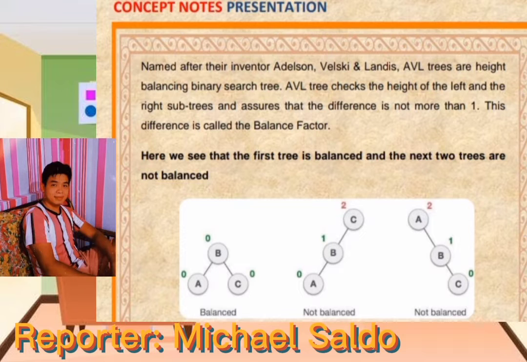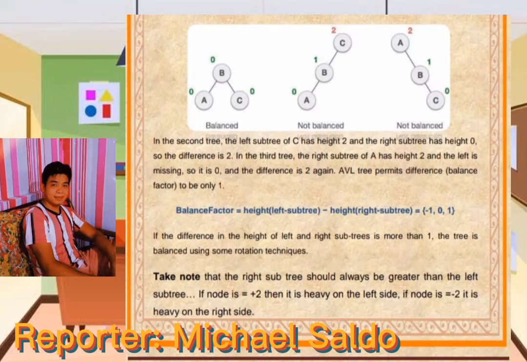So here we see that the first tree is balanced and the next 2 trees are not balanced. In the second tree, the left subtree of C has height 2 and the right subtree has height 0. So the difference is 2. In the third tree, the right subtree of A has height 2 and the left is missing, so it is 0. And the difference is 2 again.